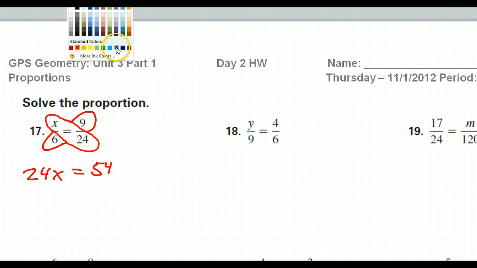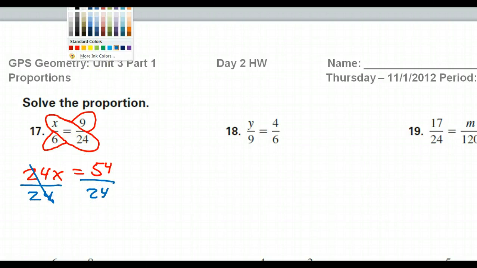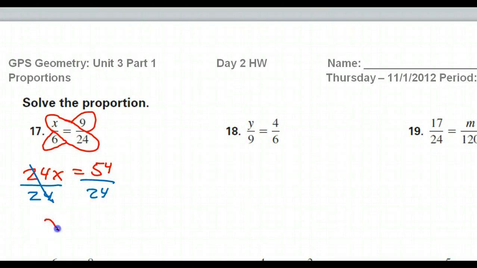So of course, I will divide both sides by 24. So that's going to give me x equals 9 over 4. Please go ahead and leave it as a fraction.